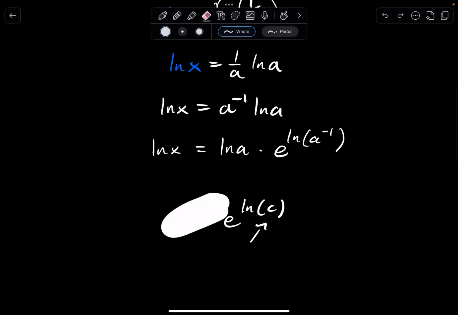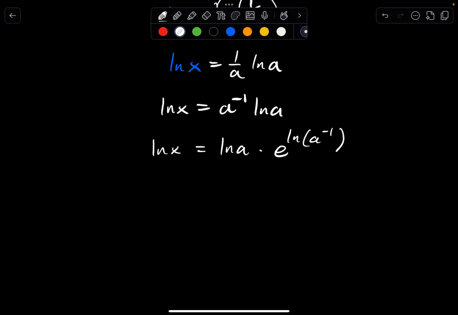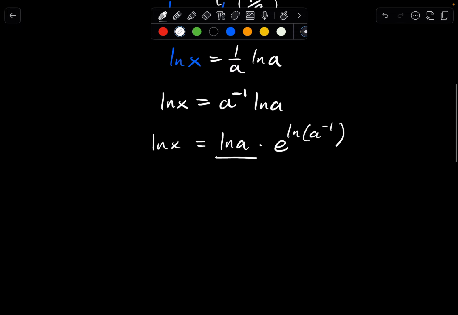So with this new knowledge, we can take a look at what we have here. All we did is rewrite this as a to the negative 1 times ln a. We have ln a right here, and then multiplied by e to the ln of a to the negative 1.